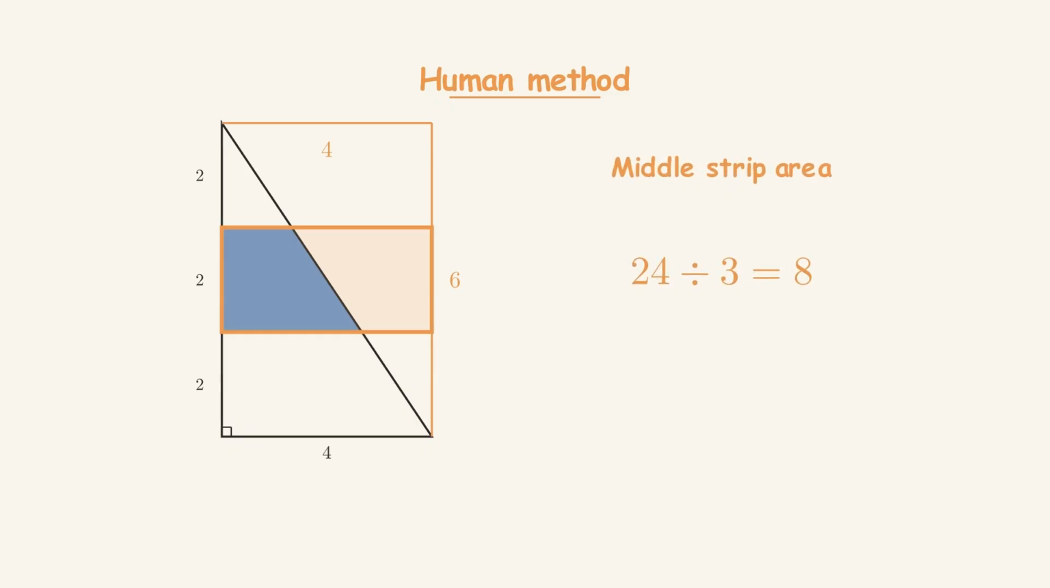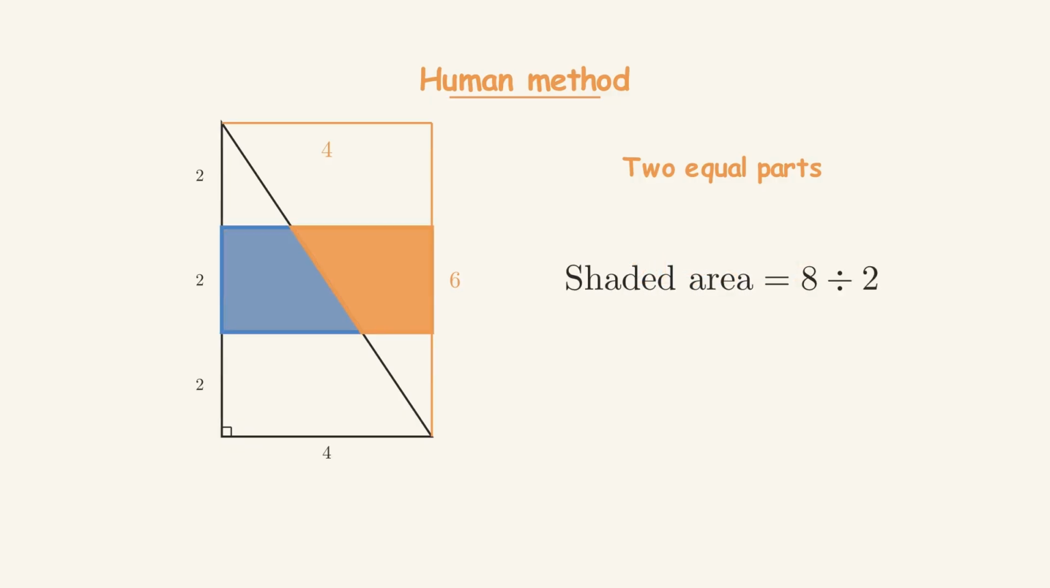24 divided by 3 is 8. Here's the key observation. The other part of the middle strip has the same area as the shaded region. Together, they make up the entire middle strip. So the shaded region is half of 8. 4 square centimeters.